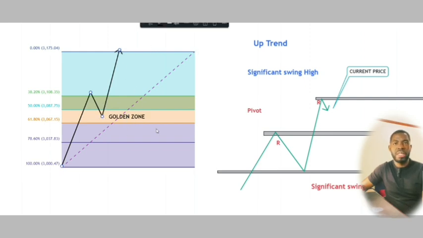So take note of this area, between 61.8 and 50%. This area here is the golden zone area.